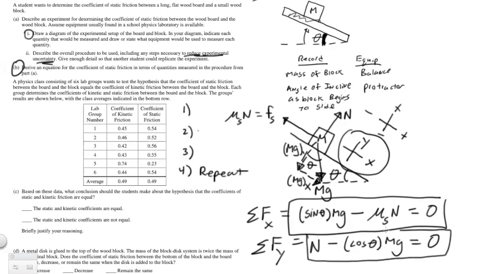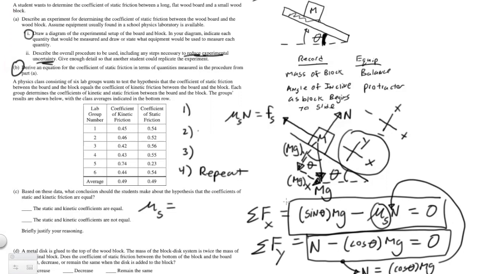And now we can combine these two equations. So we're solving for mu static. So let's take this y equation. Normal force is going to be cosine theta mg. Plug that in right here for normal force. So what we're going to get is this.